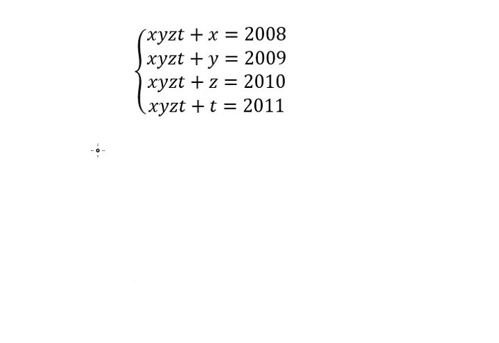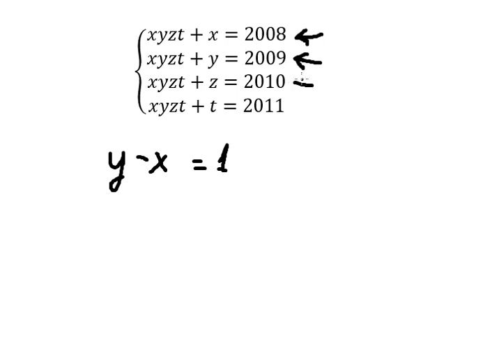So today I want to show you how to find the solutions. So I will use this equation minus this equation. So we have y minus x, this one minus this one. So you got number 0, 2009 minus 2008. We have number 1.